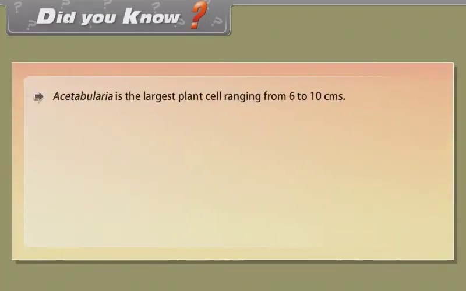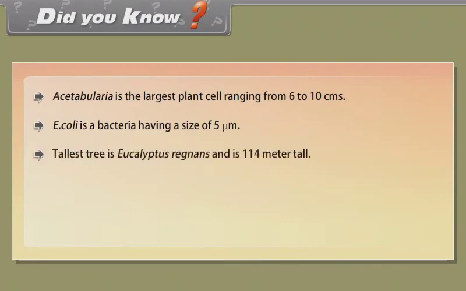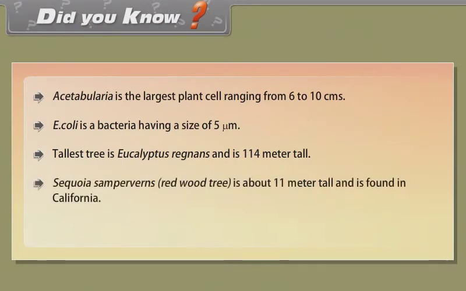Did you know? Acetabularia is the largest plant cell, ranging from 6 to 10 centimeters. E. coli is a bacterium having a size of 5 μm. The tallest tree is Eucalyptus regnans and is 114 meters tall. Sequoia sempervirens, the redwood tree, is about 115 meters tall and is found in California. The elephant is the largest land animal.